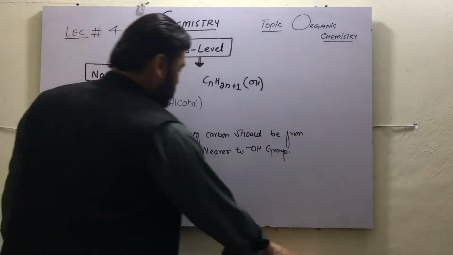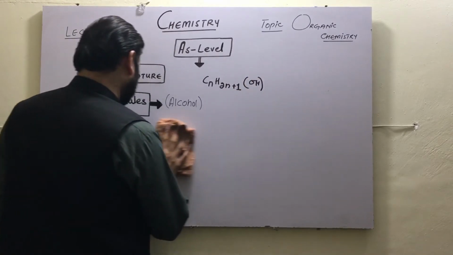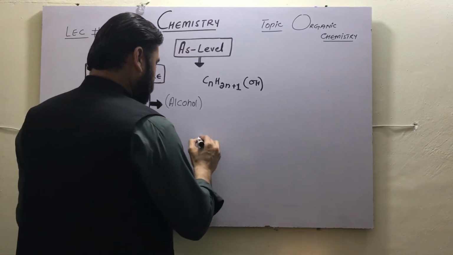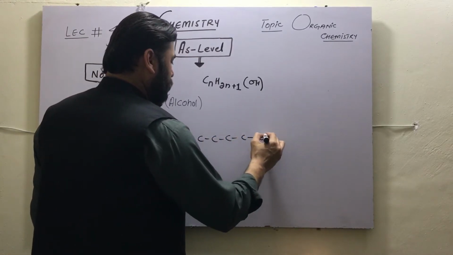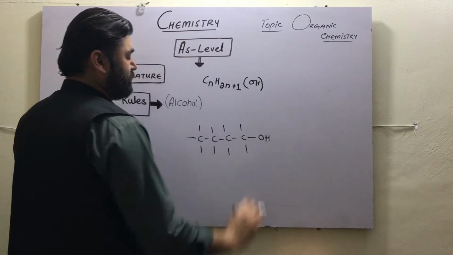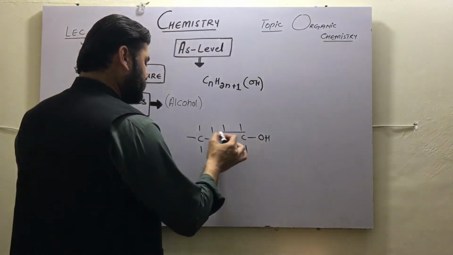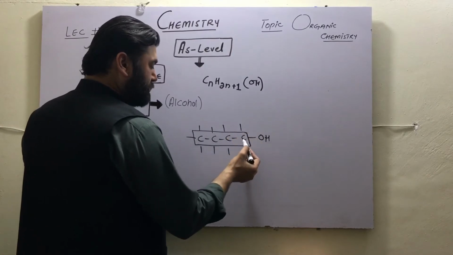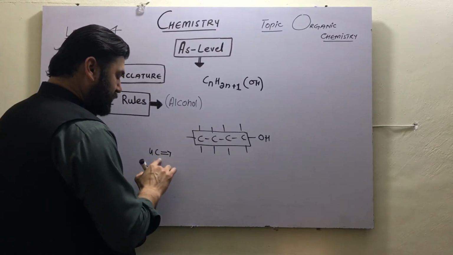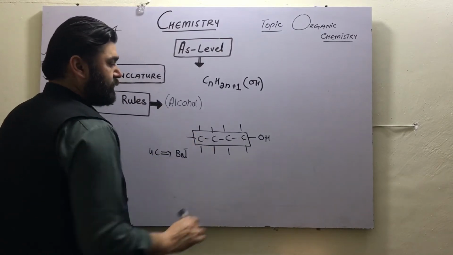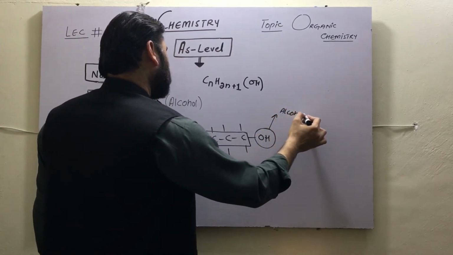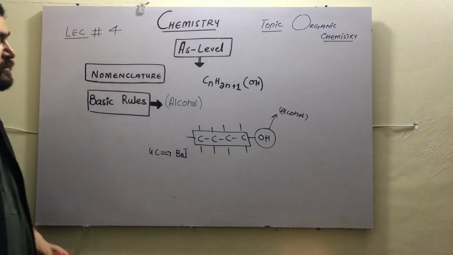Let me give you an example. Suppose there are 4 carbons in this chain, 1, 2, 3, 4, and OH is present in it. It could be 1, 2, 3, up to 10, whatever. This is the functional group, and this is the root name. How many carbons are there? 1, 2, 3, 4. So 4 carbons are there, and whenever there are 4 carbons, we say but. Whenever OH is attached, it means it is an alcohol.